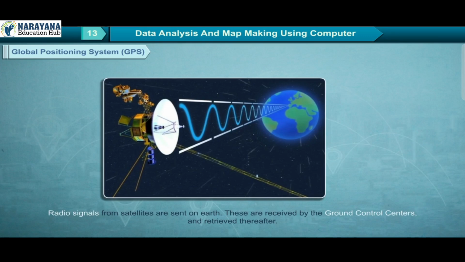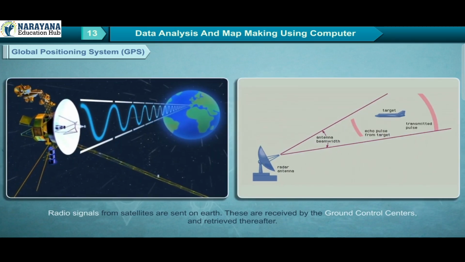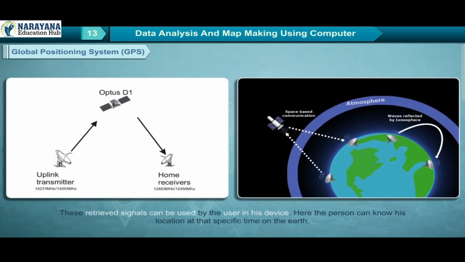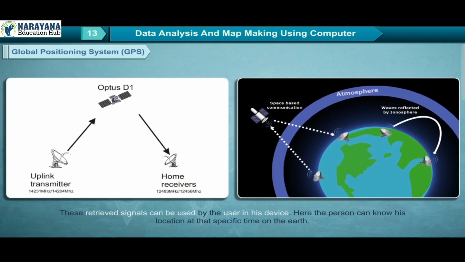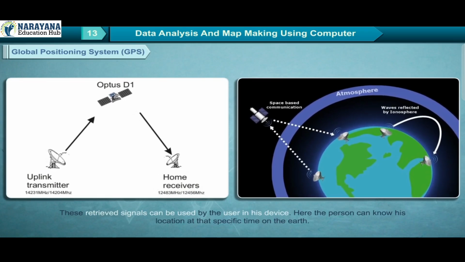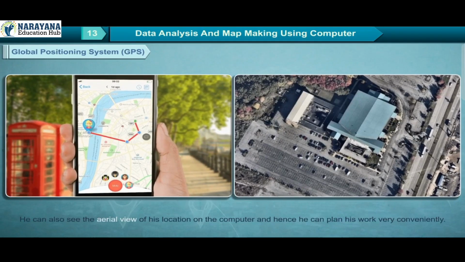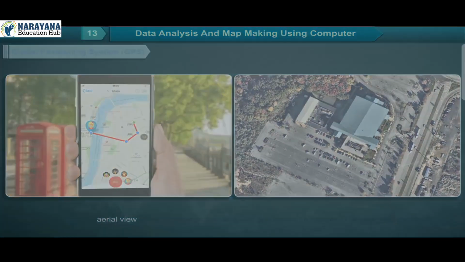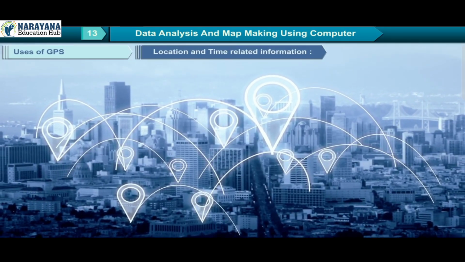Radio signals from satellites are sent on Earth. These are received by the ground control centers and retrieved thereafter. These retrieved signals can be used by the user in his device. Here the person can know his location at the specific time on the Earth. He can also see the aerial view of his location on the computer and hence he can plan his work very conveniently. Uses of GPS, location and time related information.